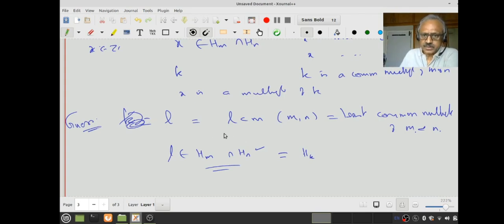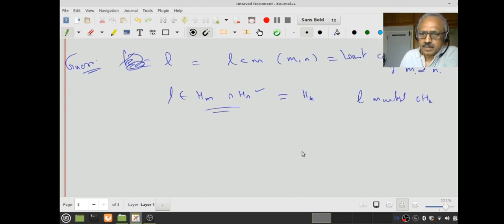But what I know is L, being a common multiple of M and N, belongs to HM intersection HN. Therefore, it belongs to HK. Therefore, L must be a multiple of K. Yeah? Do you follow that?